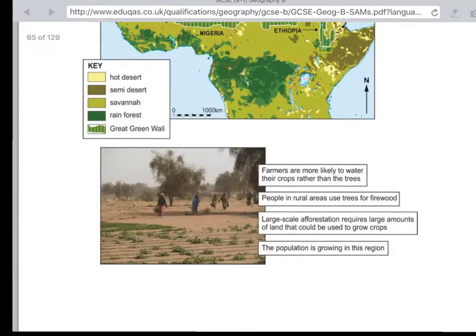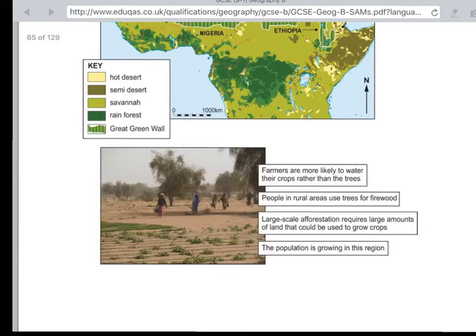They provide shade, which means that they stop the soil from drying out. The roots will obviously bind the soil together, so that will reduce soil erosion. The leaves will intercept the rain, again will reduce soil erosion. The trees will actually transpire, so that will make the climate wetter. So there's lots of ways in which this is going to work.